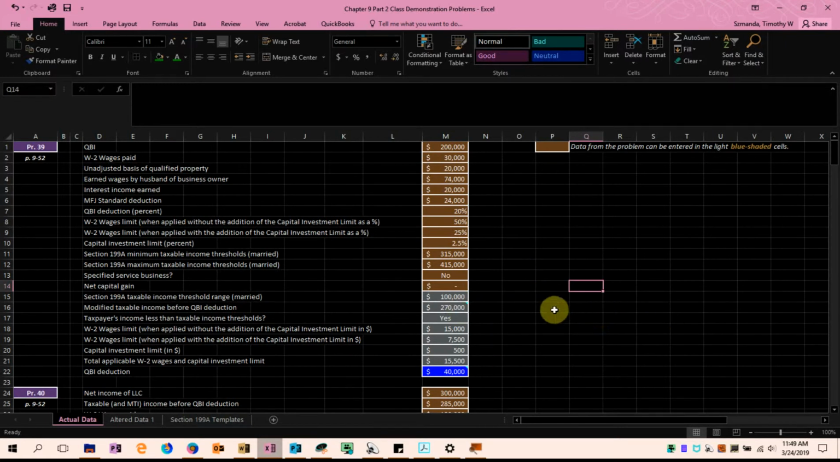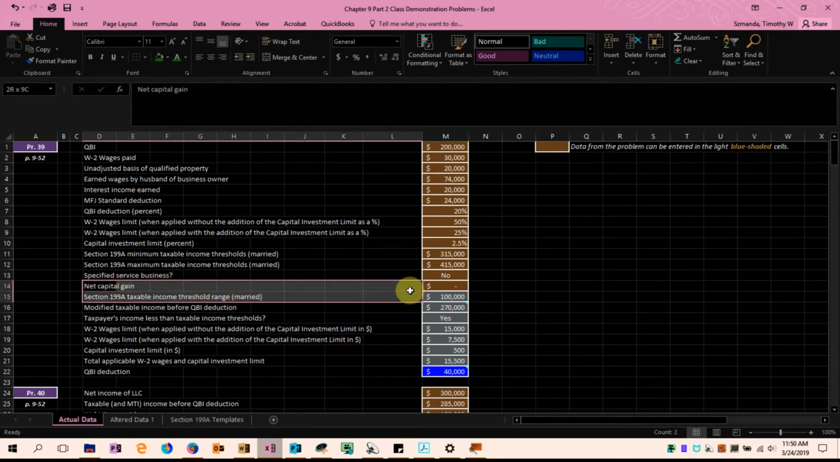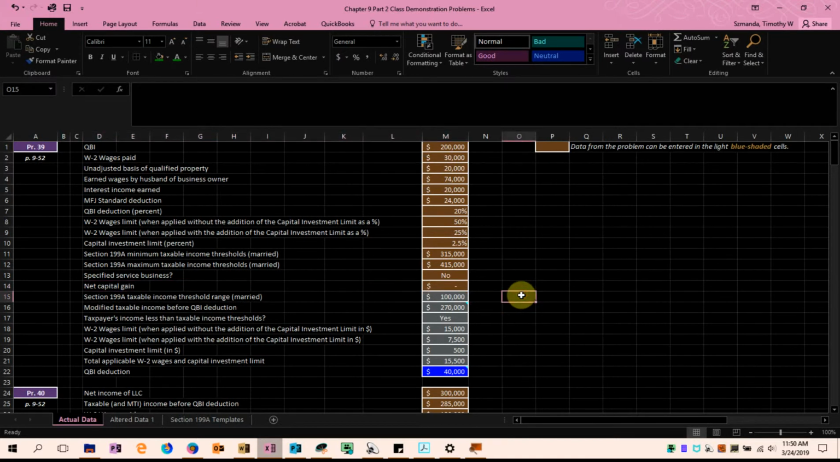Okay, so let's take a look then as we move forward. There are no capital gains. I listed them in these templates just because I wanted us to be aware of the fact that we do need to include the net capital gain in our calculations of adjusted taxable income if it applies. None of the problems, however, will have any capital gain.